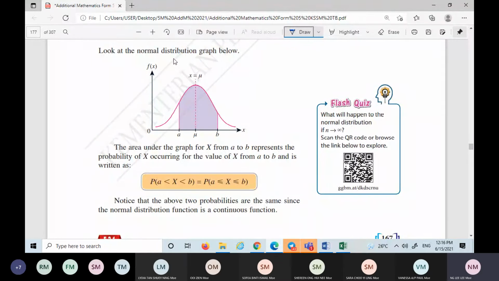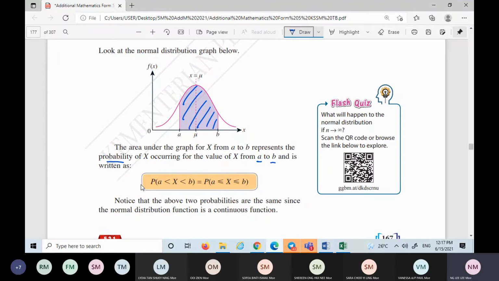So as you know, this is a normal distribution graph. Just now that question, you still remember? The area under the graph for the whole graph is 1. But now let's say I only want to take from A to B. So the area under the graph, this part, is the probability. The area under the graph for x from A to B represents the probability for x occurring from the value of x from A to B.